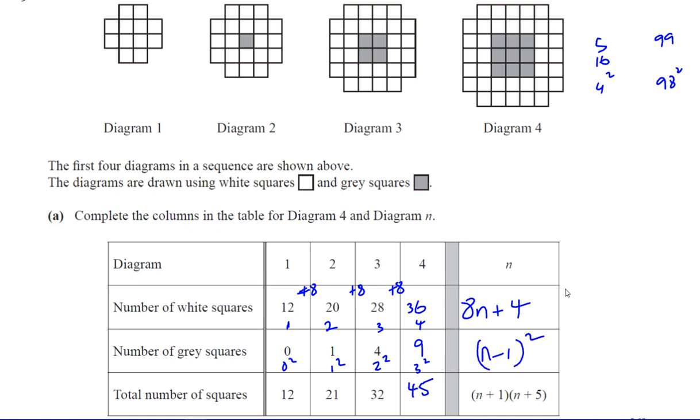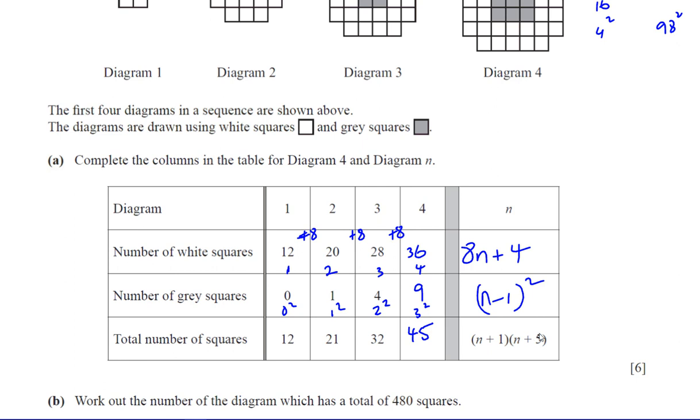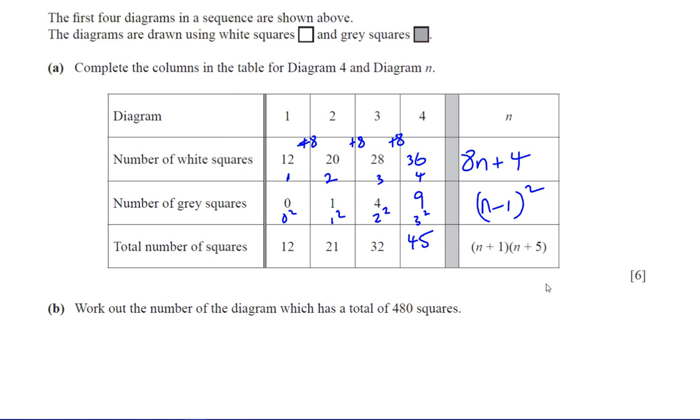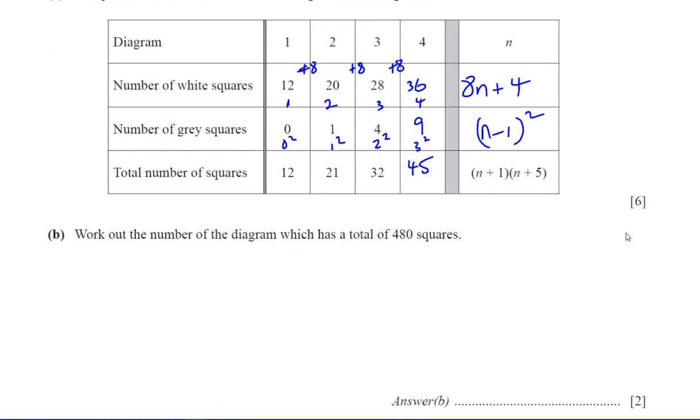Okay, so we've completed the table. For the last one, they already gave us the nth term, and we know that it's going to be the sum of these two. If I expand this bracket and add, I should get something which then factorizes to give us this. That's obviously what's happened, but we don't have to worry about that right now because they gave us that nth term. Then it says, work out the number of the diagram which has a total of 480 squares. The total number of squares is given by this nth term. So I want to know when n plus 1 times n plus 5 is equal to 480.